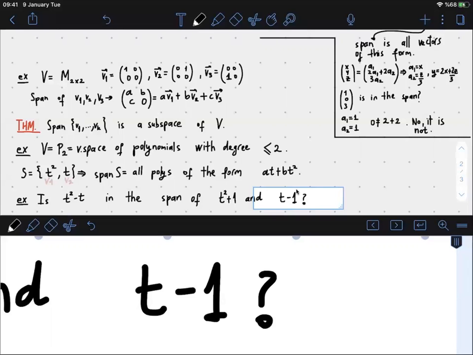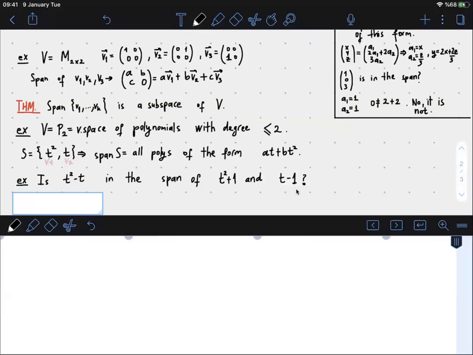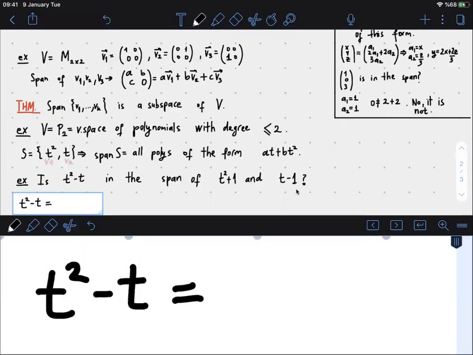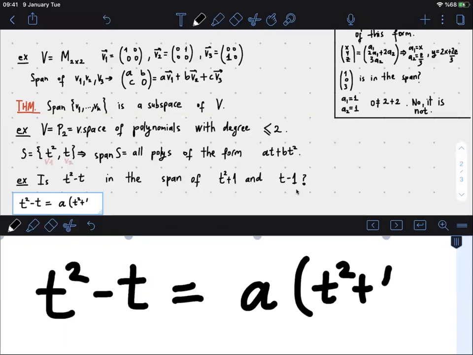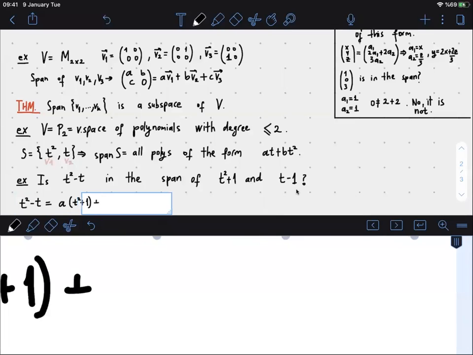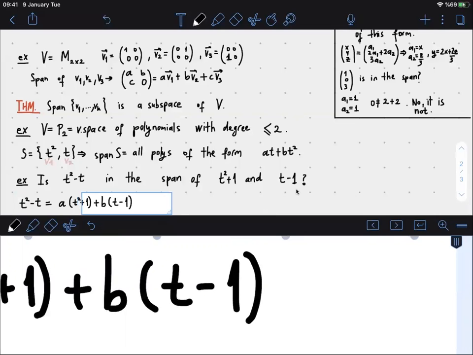What do you think about this? So this means whether we can write t squared minus t as a linear combination. To be in the span means to be a linear combination. So I should have constants a and b such that this equation holds, okay?